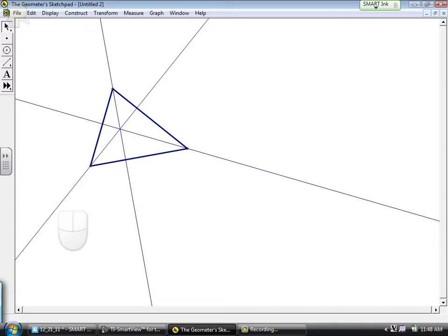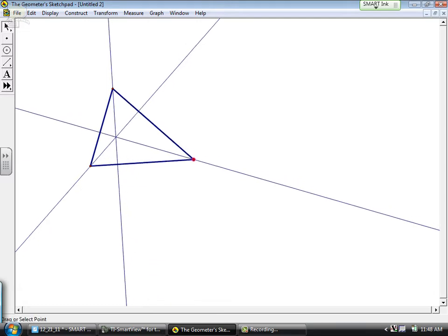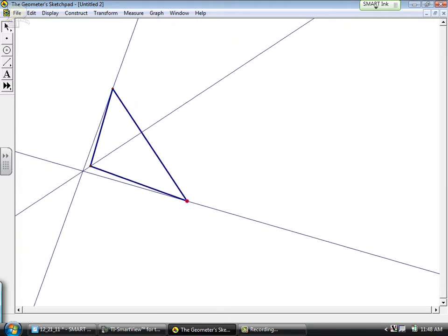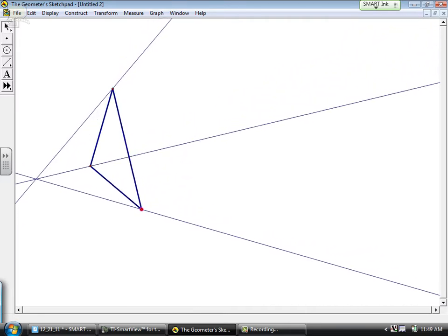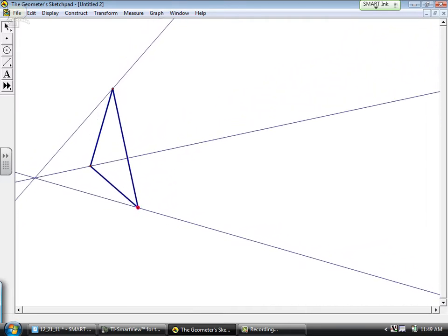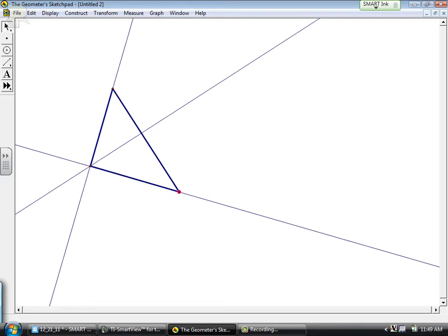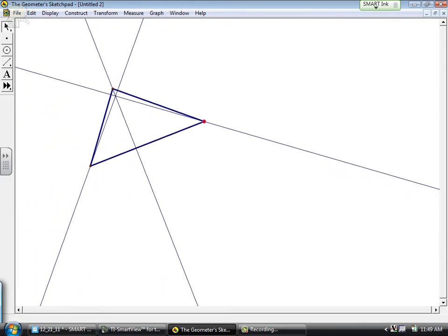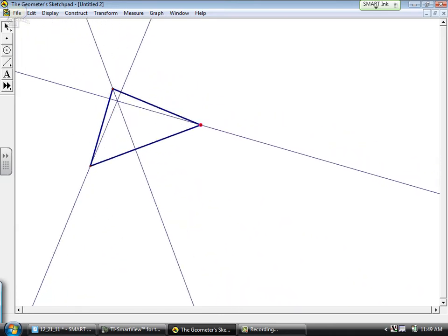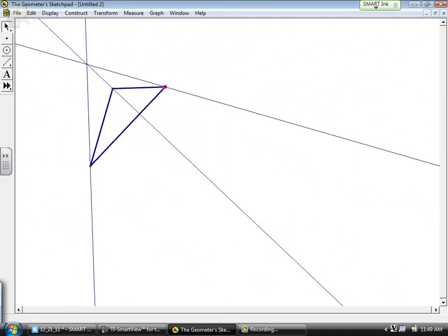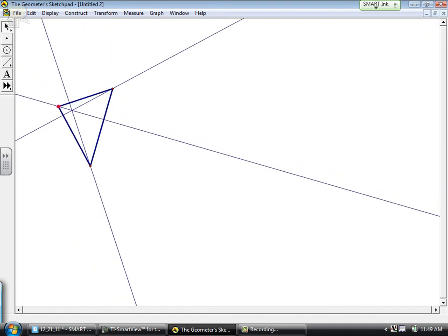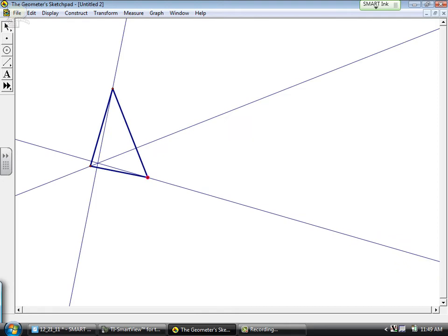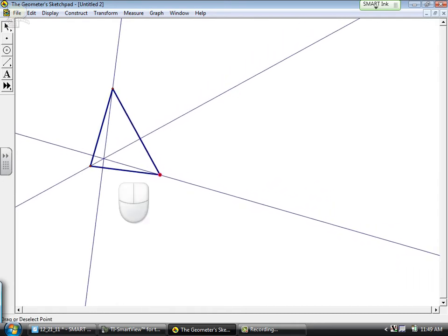That point is sometimes outside the triangle. So if I move the triangle around, you can take a look at what is happening. Sometimes the point is outside the triangle if the triangle is obtuse. If the triangle is right, then it's on the triangle. If the triangle is acute, then it's in the triangle. Okay, that is the altitudes and where they intersect. Sometimes it's inside the triangle.